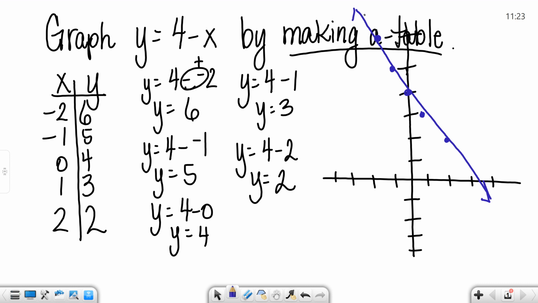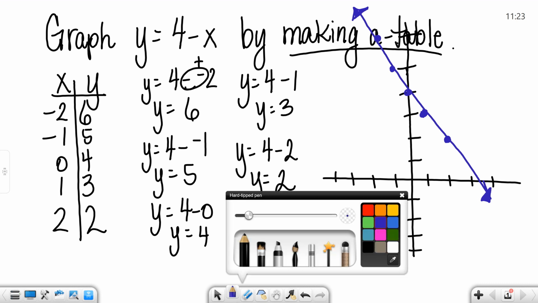Notice that I don't stop at those last 2 points that I found. I go through them, okay? And at the end, I put arrows because it does continue on. It is a line. It doesn't stop at just these ordered pairs from our table. So there would be our graph.